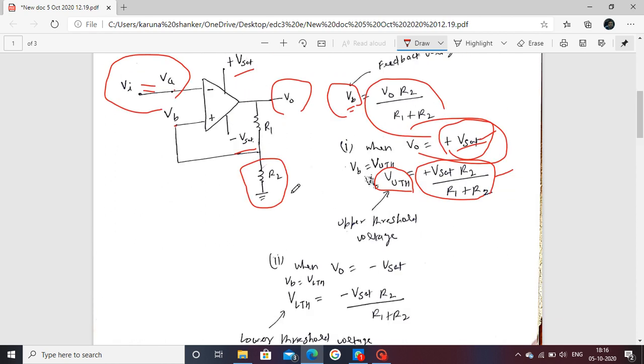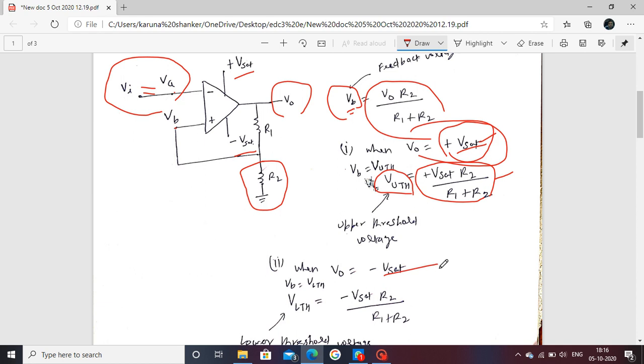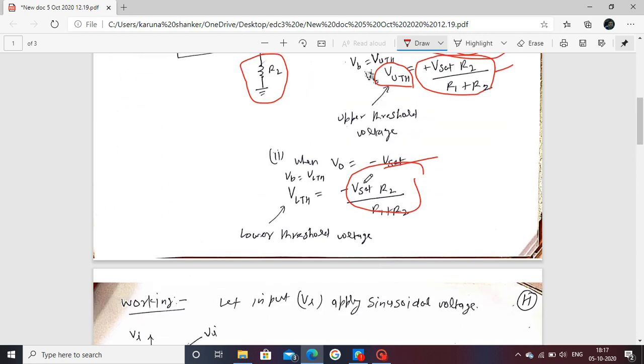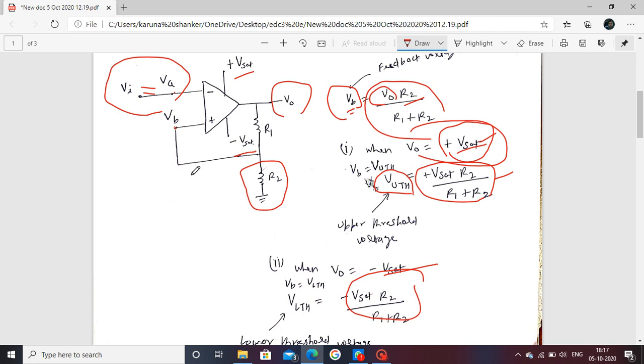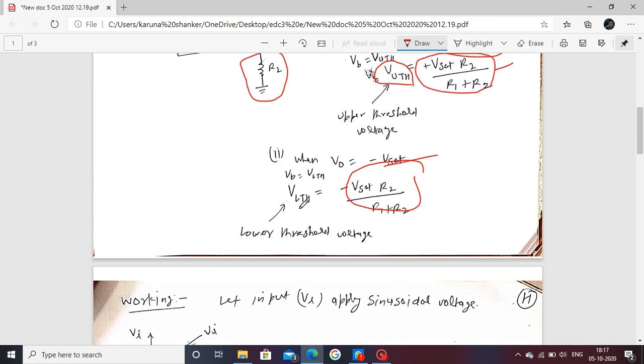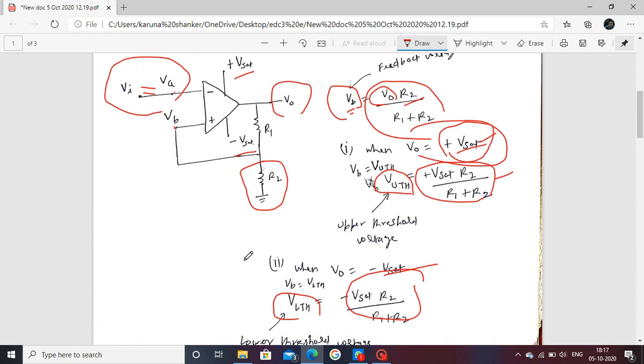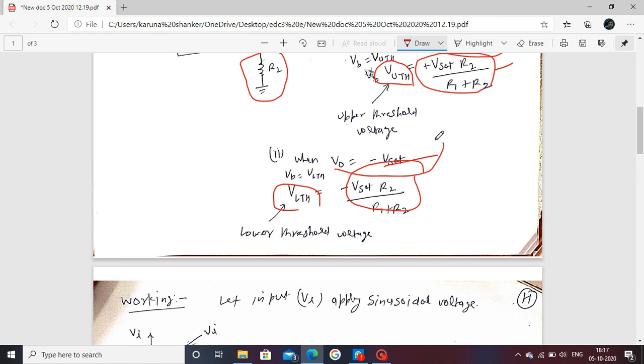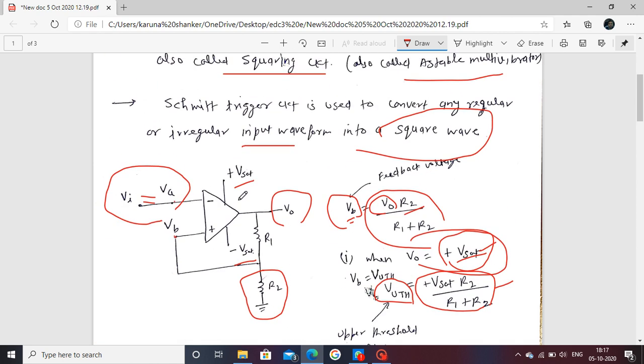Now in a similar way, we consider V output equal to minus V sat. This value is put in the equation, and the equation comes in this form. This voltage also appears at the VB terminal. Here it is defined as the lower threshold voltage: whatever voltage appears here is the lower threshold voltage when V output is equal to minus V sat. Sat means saturation, indicating the saturation voltage. Suppose this is plus 12 volts and this is minus 12 volts. That is the maximum voltage, representing the saturation voltage.